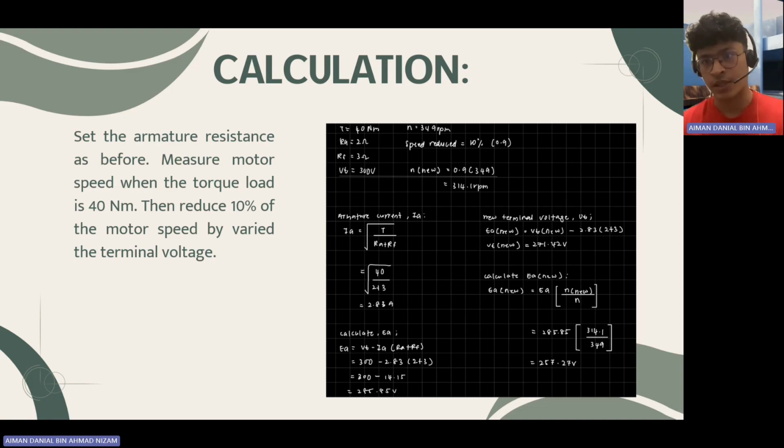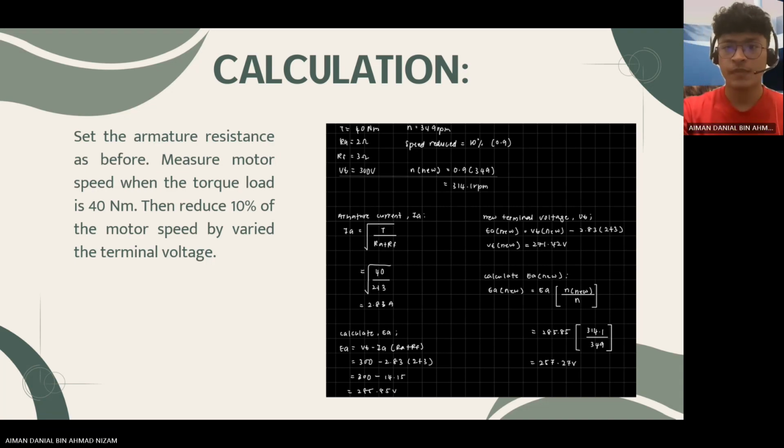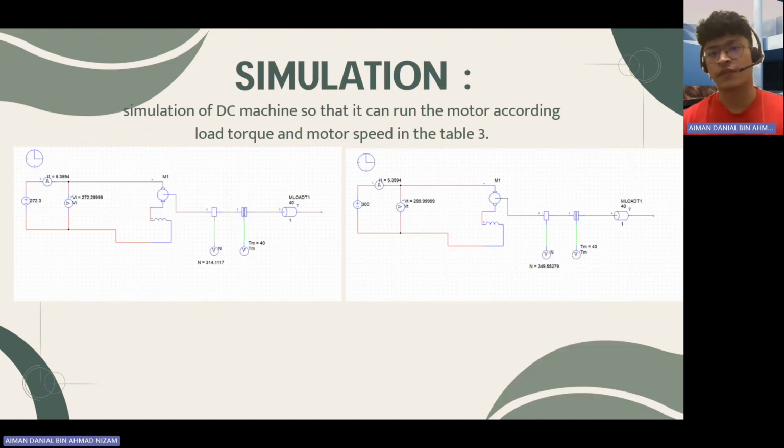And then we calculate the terminal voltage using this formula, and gain the new one, which is 271.42 volt, and calculate the new one. We get 257.27 volt.